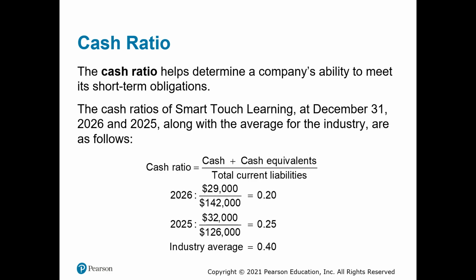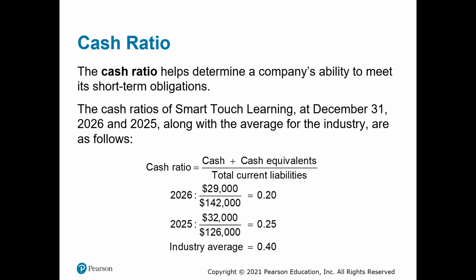And cash equivalents is basically just financial instruments that work like cash. Most banks will have short-term certificates of deposit. That'd be one thing that would count right there. We'll just refer to it like our cash for right now. What percentage of the debts that we have to pay within the next year could we pay off with the cash that we have on hand today? And you take your cash plus cash equivalents and divide it by your current liabilities to figure this out. So in 2025, we had $32,000 of cash against $126,000 of current liabilities. Last year, we had the ability to pay off 25% of those current liabilities with the cash that we had on hand.